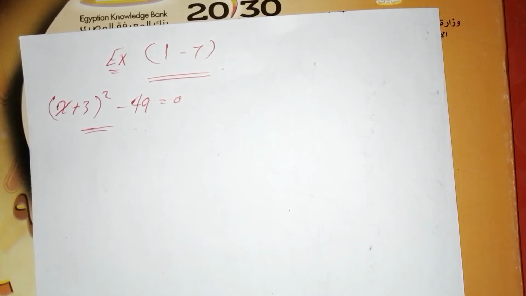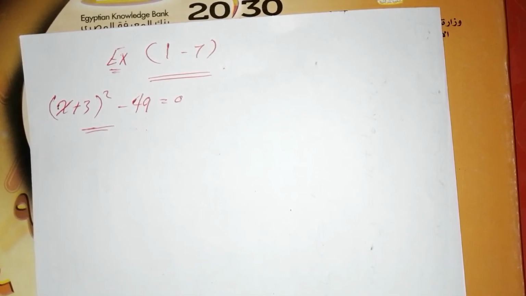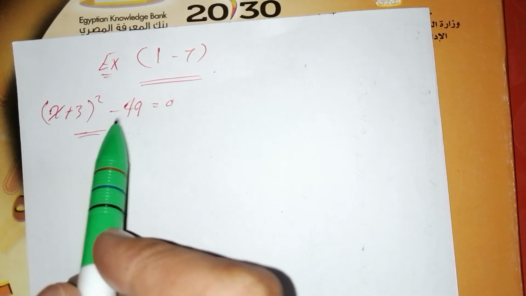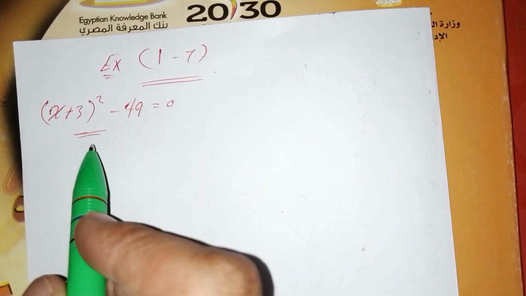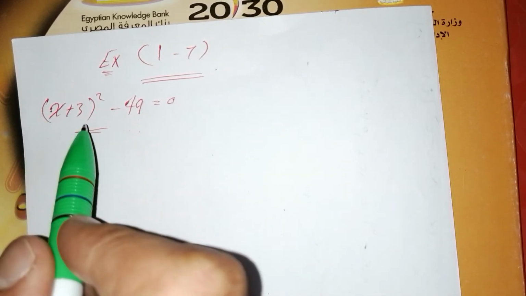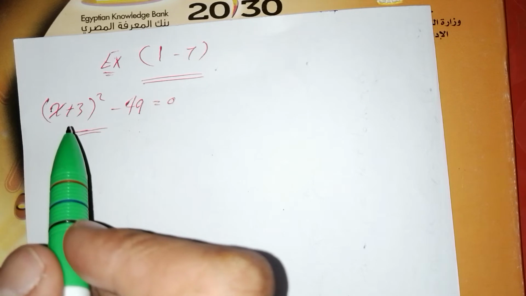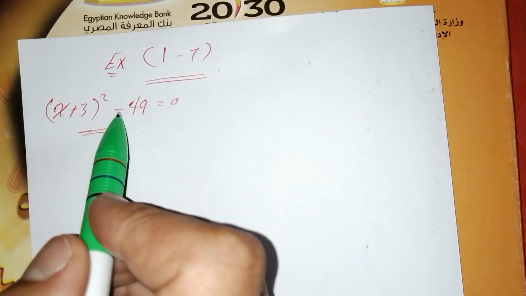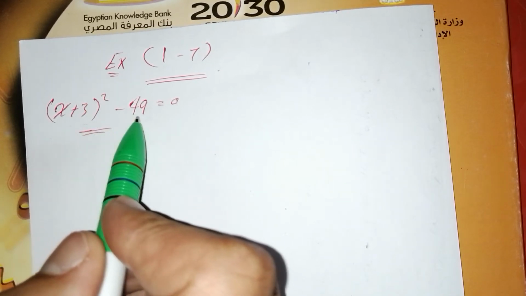Now let's move to exercise 17, page 23 in our school book. And we have the question: find the solution set for the equation (x plus 3) all power 2 minus 49 equals 0. How to find it? We are searching for any type of factorization to find the solution set of this equation. We have a difference, and the first term is squared, all power 2, and the second term also is squared, 49. So it's a difference between two squares.